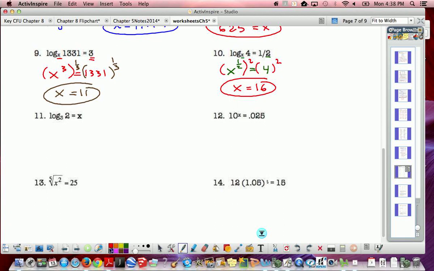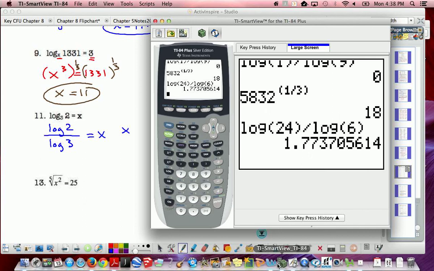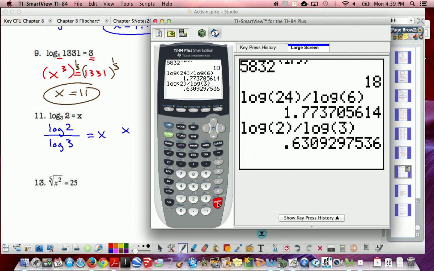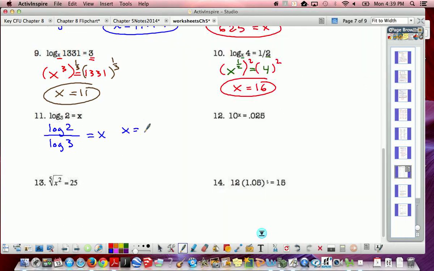Notice how some of these I'm not even using my calculator. However, just as I say that, these next few I'm going to. So log of the number over log of the base. So I need to do log of 2 over log of 3. So log of 2 divided by log of 3. Go ahead and hit enter, and we get 0.631.